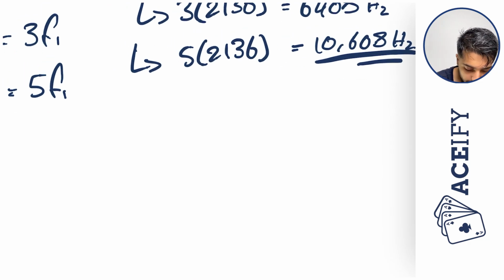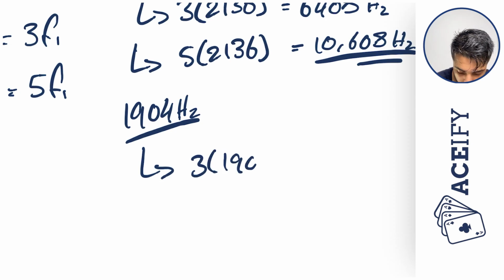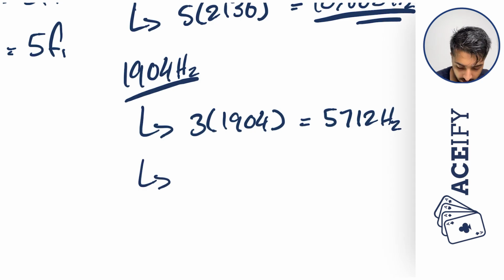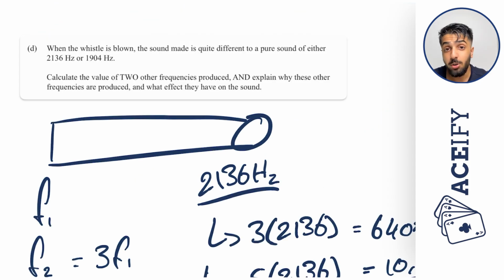Now for the pipe that produces 1904 Hertz, we do the same thing. 3 times 1904, that's 5712 Hertz. And again, 5 times 1904, 9520 Hertz.